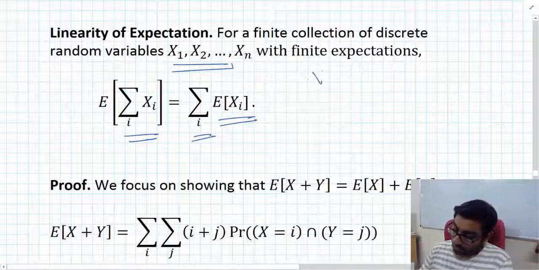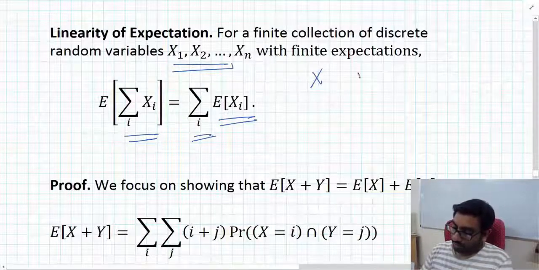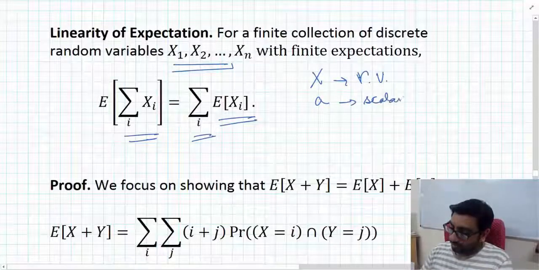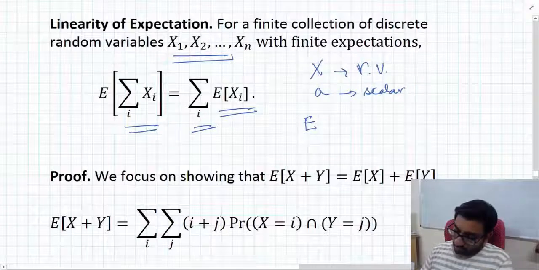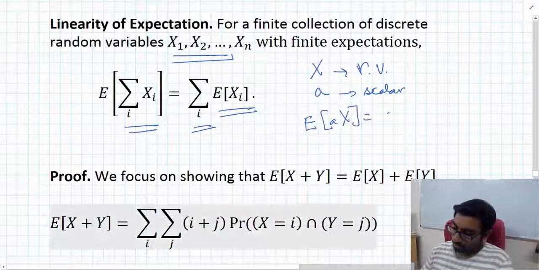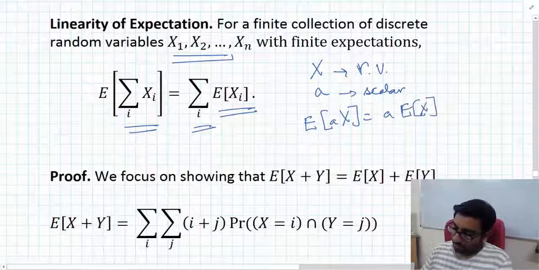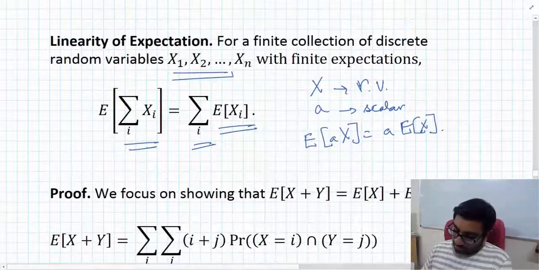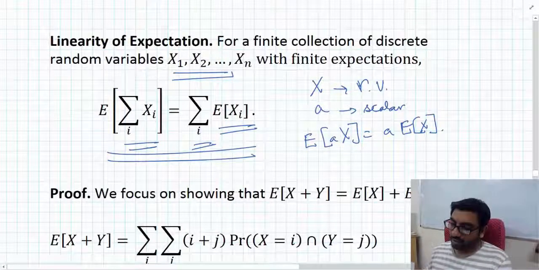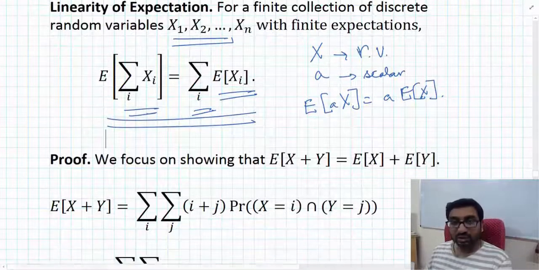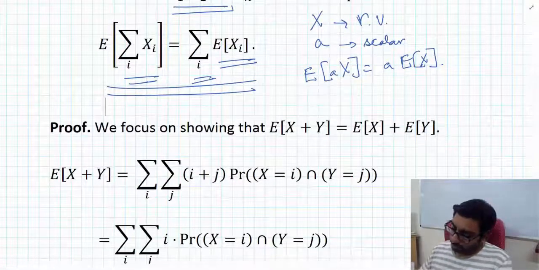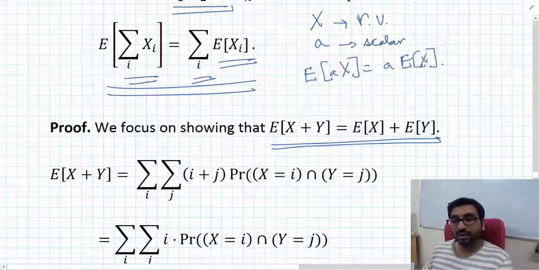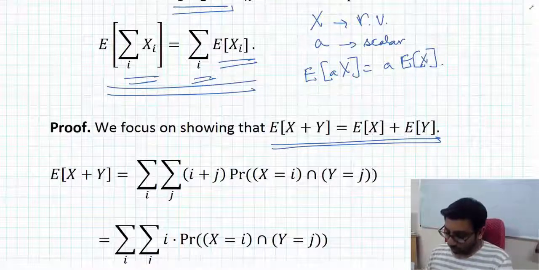We also, let's say x is a random variable, and let's say a is any scalar value. So we also know that E of a times x is equal to a times E of x. This is the main form of this linearity of expectation, and so let's try to prove this form. Let's focus on proving this particular form where there are just two random variables, x and y. We want to prove that E of x plus y equals E of x plus E of y.